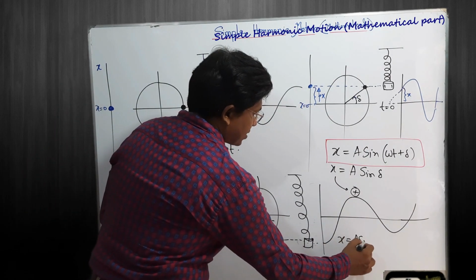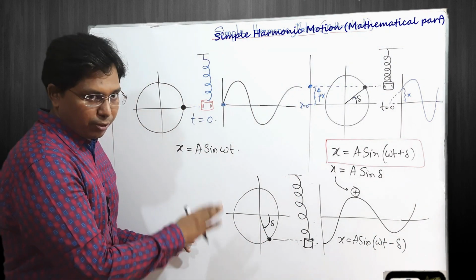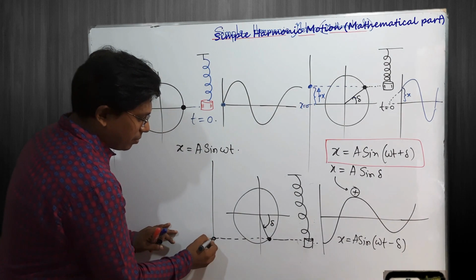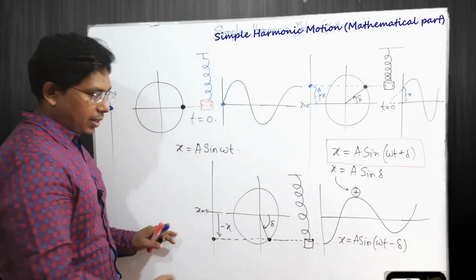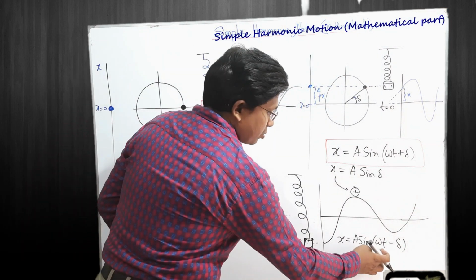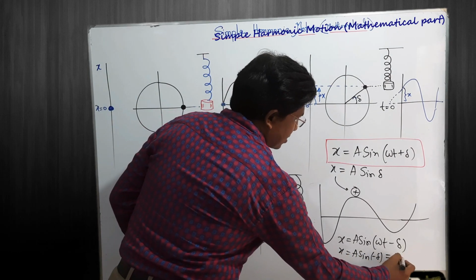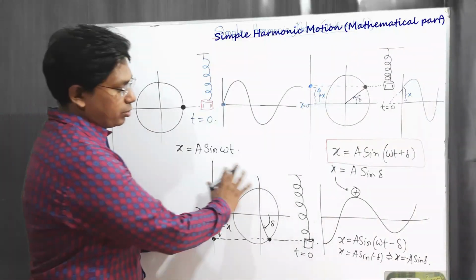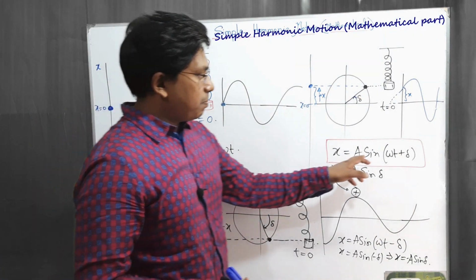x = A sin(ωt − δ), because it is behind, or below, the equilibrium position. If I make a flash again, the position of the particle is here, and this is the origin point x equal to 0, and this is called the minus x position. Now we make a snap here, that means the initial state is t equal to 0. Put t equal to 0, x equals A sin(−δ), that means x equals −A sin δ. This is equal to this situation. Here the minus sign is gained.